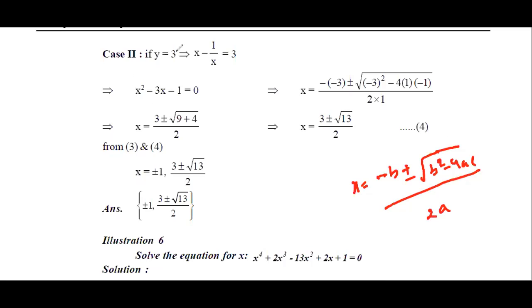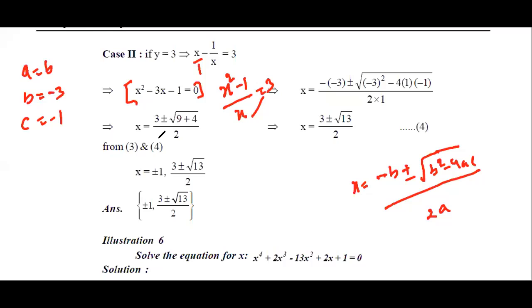So ये question आ गया मेरा, right? है ना? ये question आ गया x by 1. So after taking LCM, I will get x square minus 1 by x is equal to 3. And cross multiply and transpose, I'll get this equation. Right? In this equation, a is equal to 1, b is equal to, tell me, minus 3, and c is equal to minus 1.